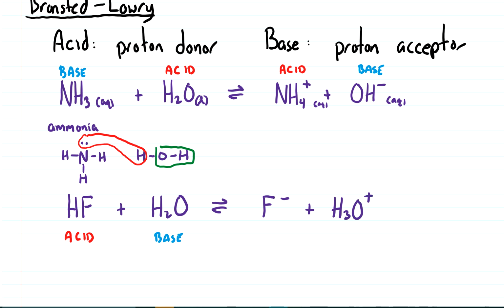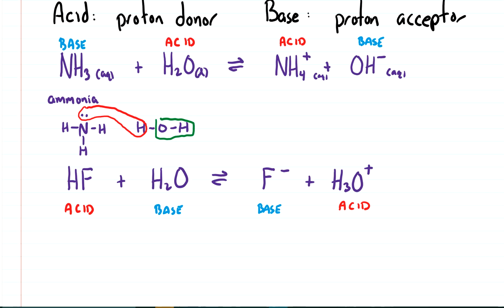On the far side we have fluoride, which if it went backwards would take a proton, turning into HF, so it's acting as a base on that side. And the hydronium would be giving its proton to F minus, so it's going to act as an acid. So that's definitely strange stuff.